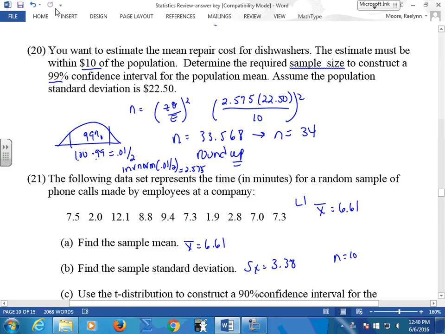All right, so now figure out what it's looking for. Look at that review sheet that I gave you, not only the words, but the formula sheet, because you get that formula sheet on your test. So you're in the confidence interval section. You need to find out the sample size.